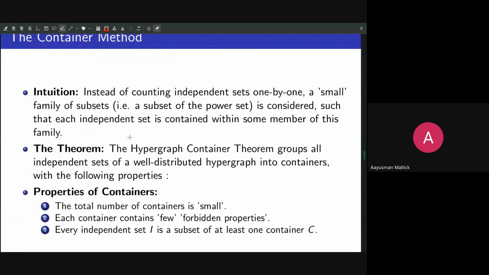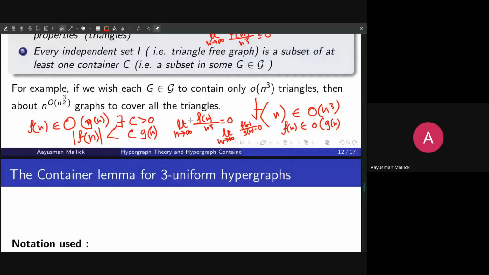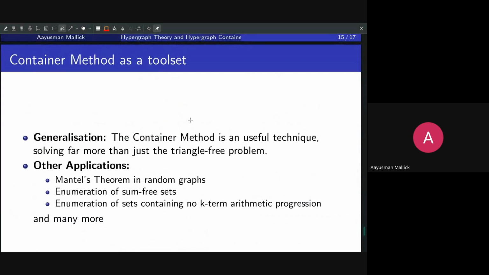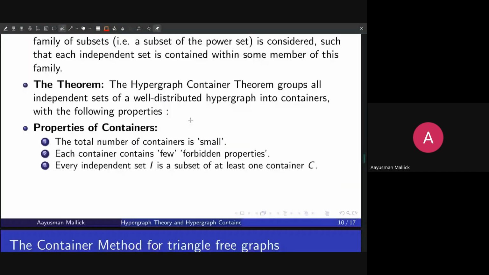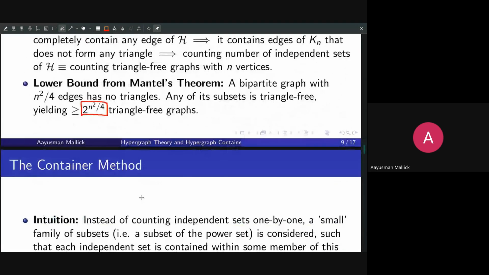Instead of counting independent sets one by one, we try to construct a family of subsets. A family of subsets is nothing but a subset of the power set which is small, whose cardinality is small. By small, what we mean is to be worked out properly, such that each independent set is contained within some member of that family of subsets. And this container method is used to improve the bound which we get from Mantel's theorem.